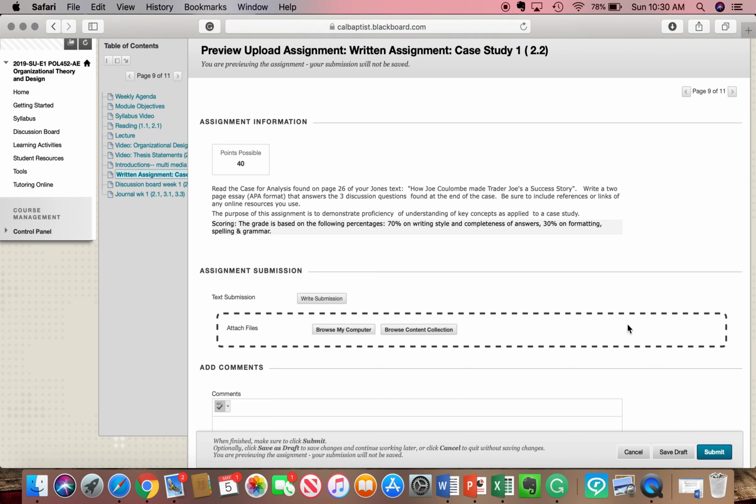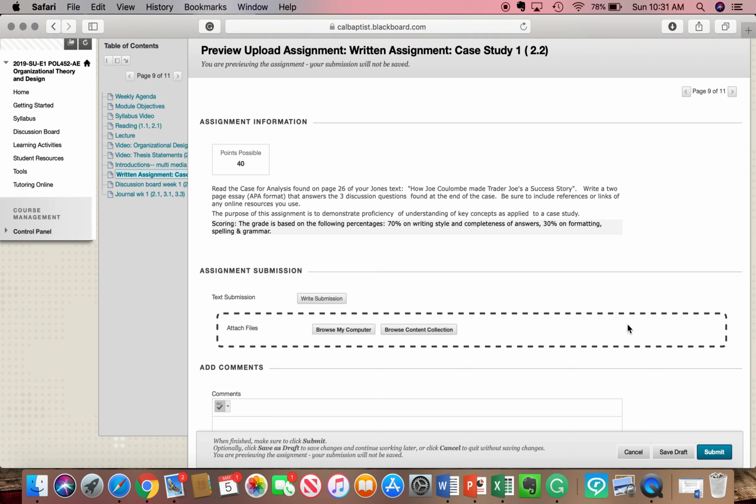Anything that we reference, anything that we cite, needs to have a reference along with it. Remember, if it's not an original thought by you, you need to reference it and just cite that source and put a reference behind it. So ensure that you have that. Where this comes in is there's a case study on the success of Trader Joe's. You're going to find that on page 26 of your Jones text. And at the conclusion of that, there are 3 discussion questions that I want you to answer.